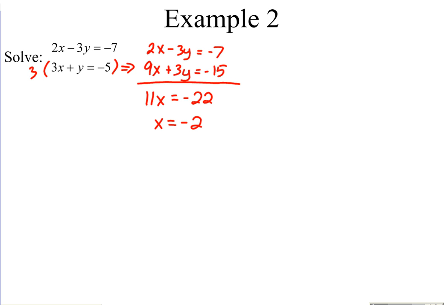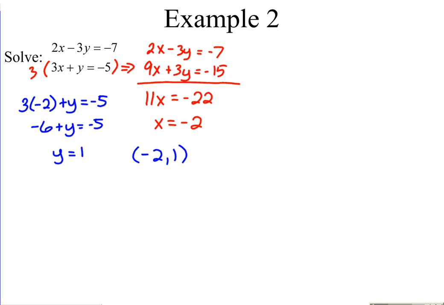Once we know what x is, plug back in and find y. I'm going to use this bottom equation. 3 times x plus y equals negative 5. Add the 6 over. We get y to be 1. So our ordered pair is negative 2, 1.